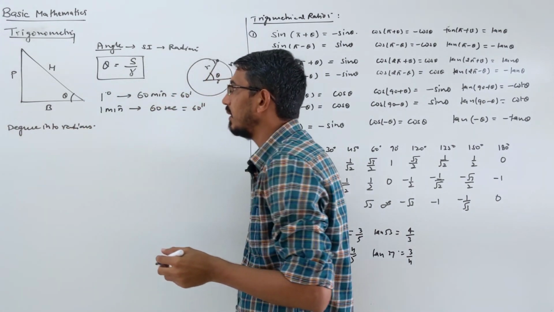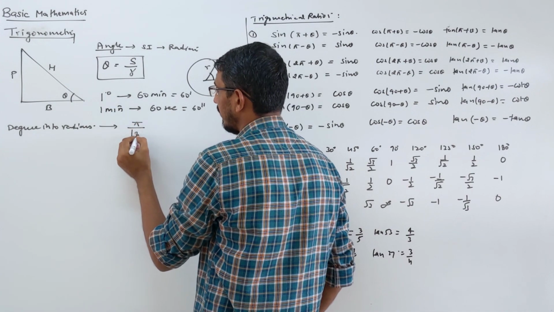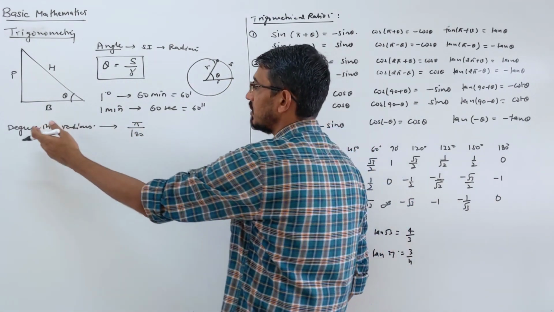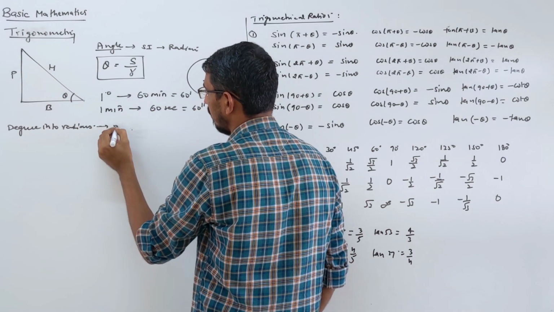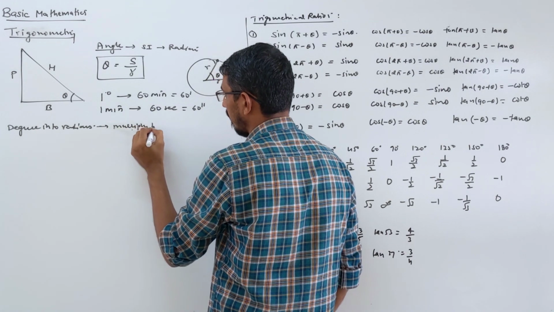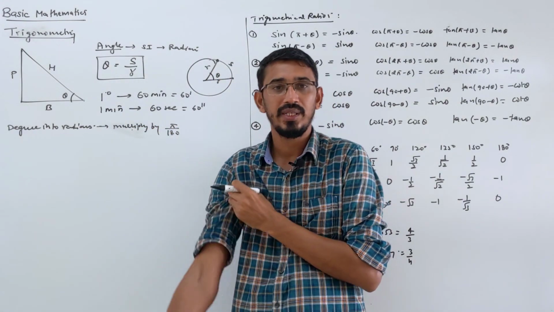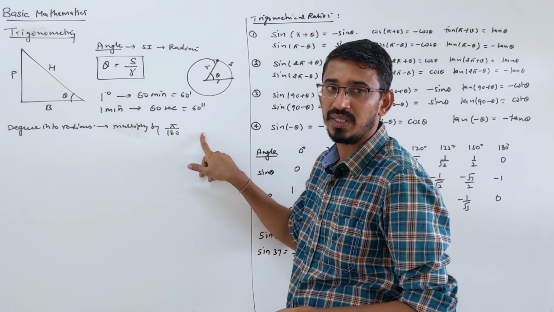So we know what you will do: you simply multiply by pi by 180, and you get the answer in radians. When converting degrees into radians, you multiply by pi by 180. Like if you want to write 90 degrees in radians, you put pi by 180 into 90 here, and you get pi by 2 radians, right?